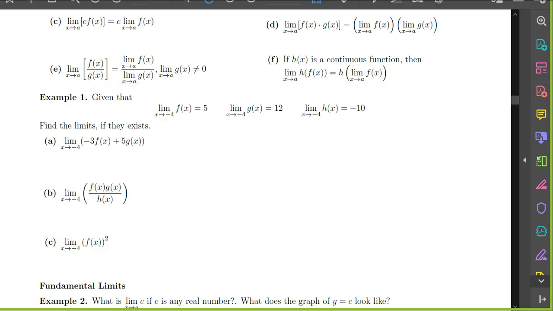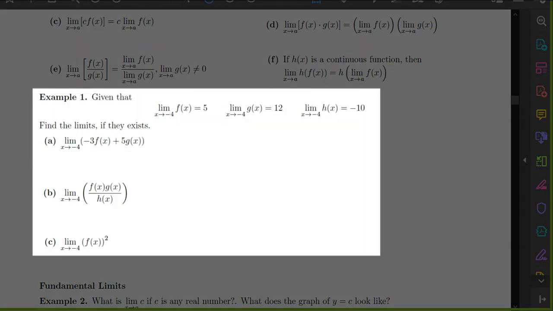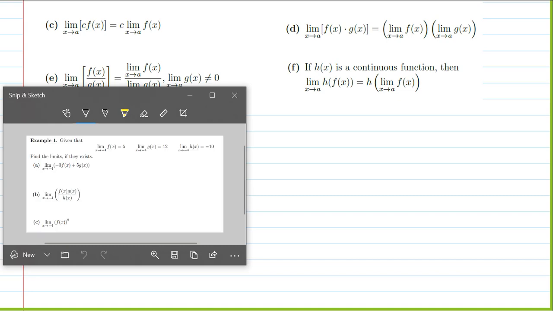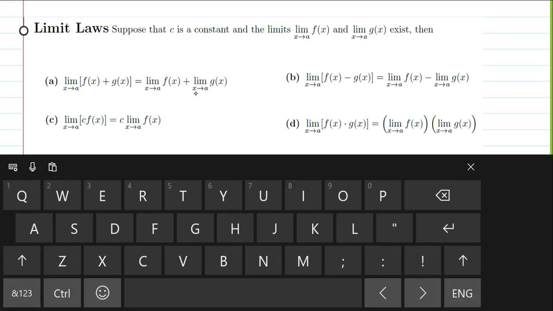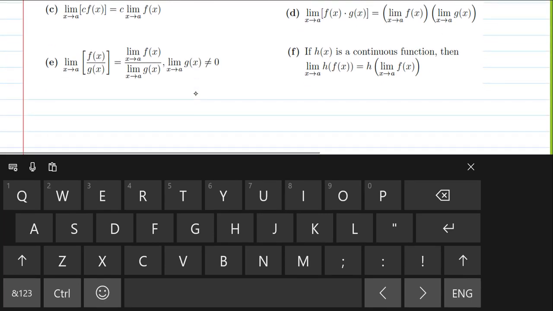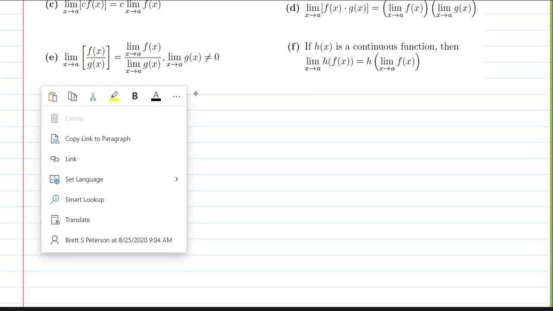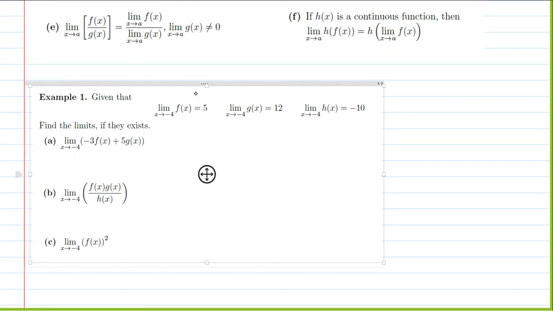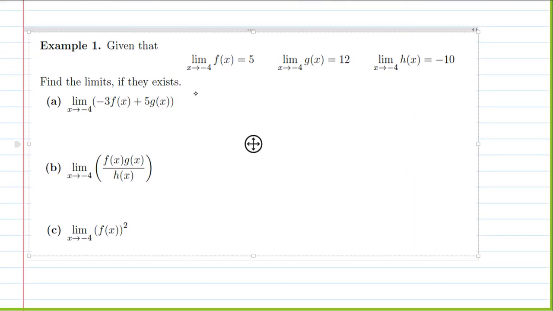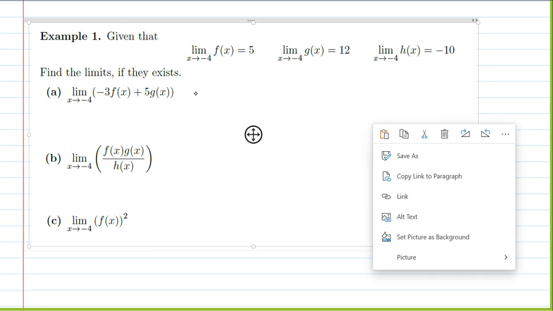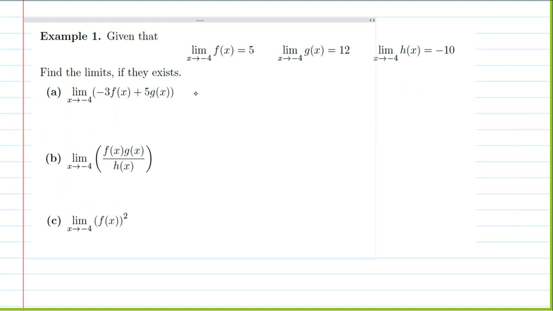So example 1, we don't actually have to calculate any limits because our limits are given to us. But we do need to use these properties. So given that the limit as x approaches -4 of f of x equals 5, the limit as x approaches -4 of g of x is 12, and that the limit as x approaches -4 of h of x equals -10, find the limits if they exist.